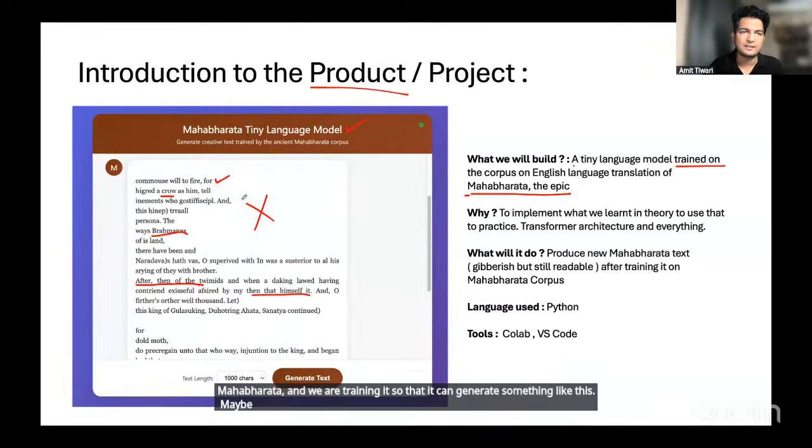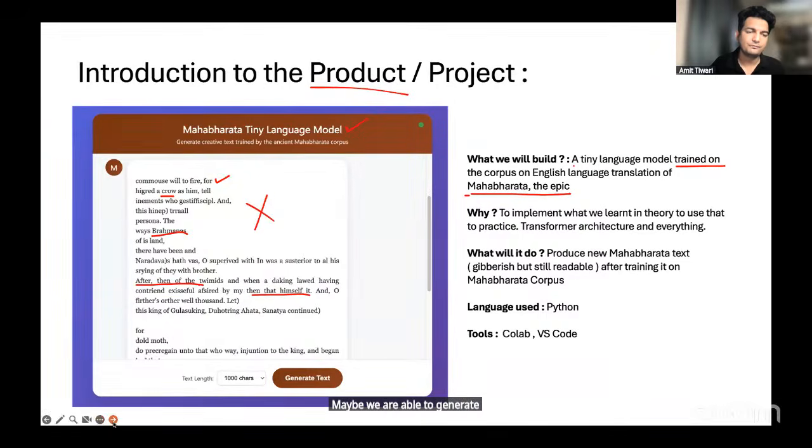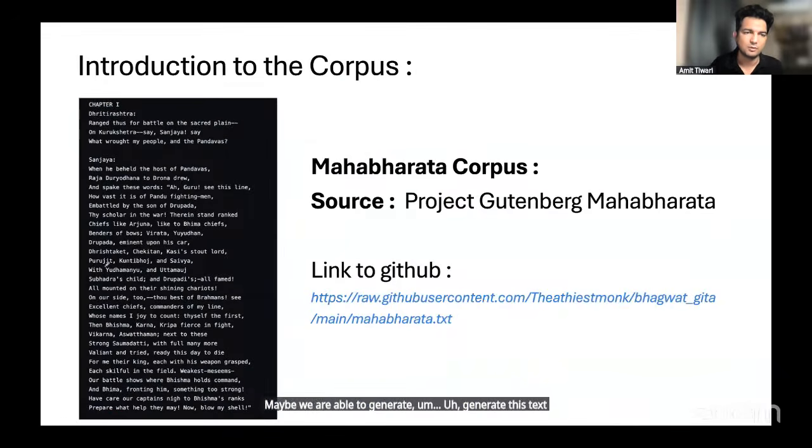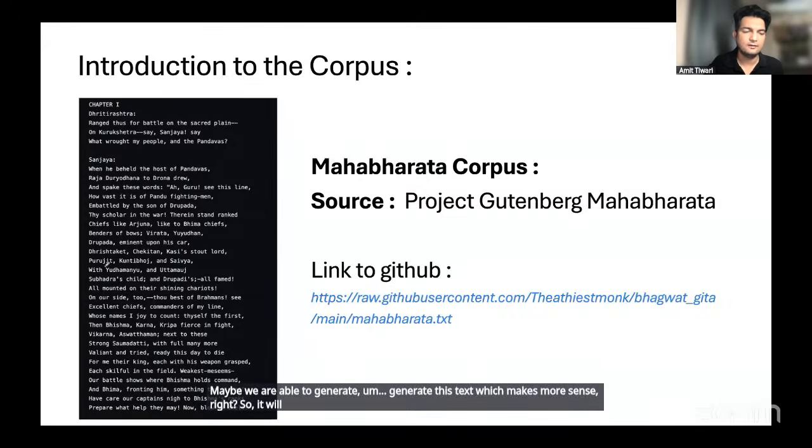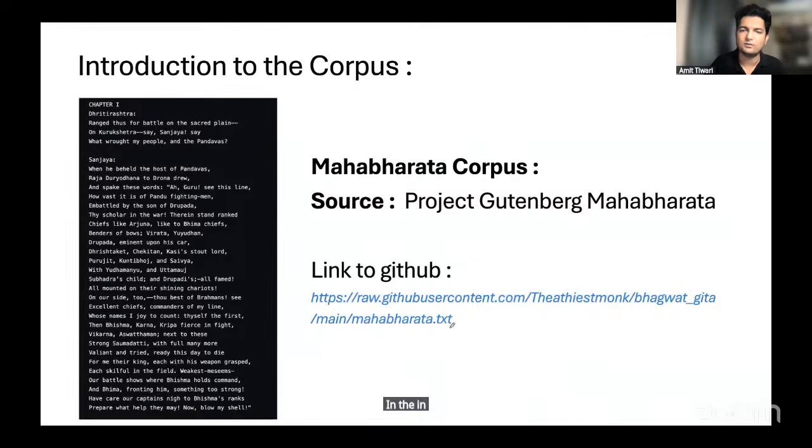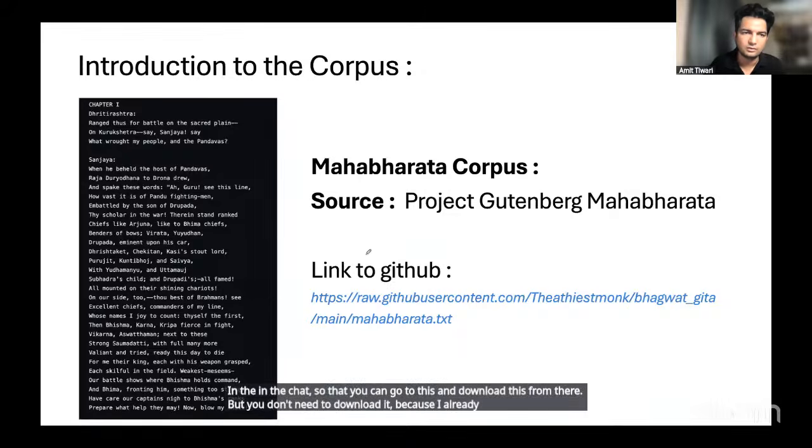Maybe it will not make much sense because of the GPUs, but if we have a larger corpus, if we can take all the text that is in the world, maybe we are able to generate text which makes more sense. So it will only be a matter of scale after this. This is the text that we are going to use. I will paste the link in the chat so that you can download it, but you don't need to, because I already have the code to download this.